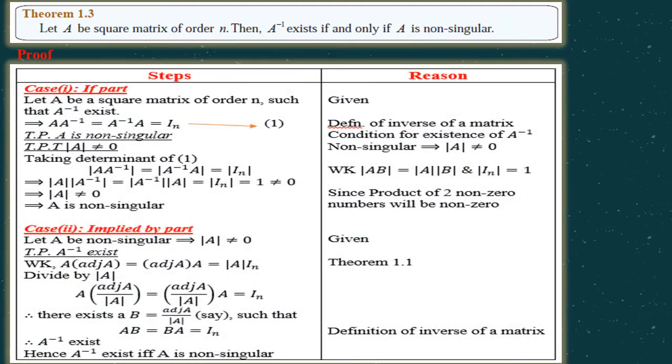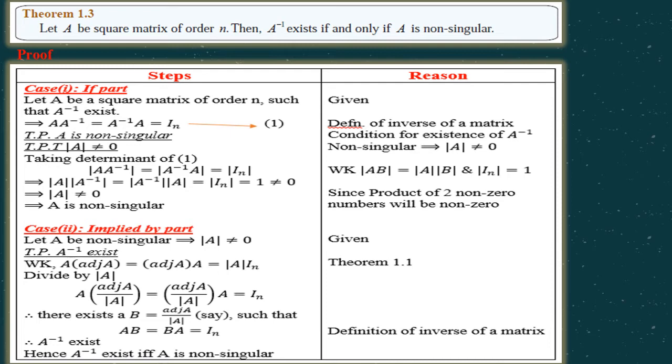See the steps. Case 1, if part. Commonly we consider capital A be a square matrix of order n. In the if part, we consider A inverse exists. That is as the given condition. So A inverse exists means by the definition we can say A into A inverse equal to A inverse into A equal to I_n. Keep this as equation 1.